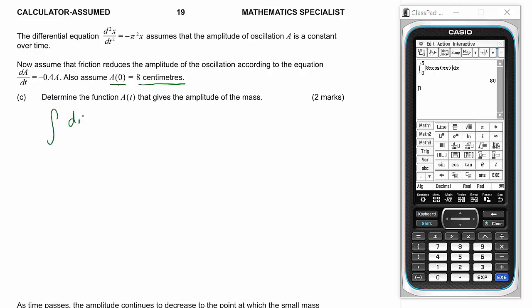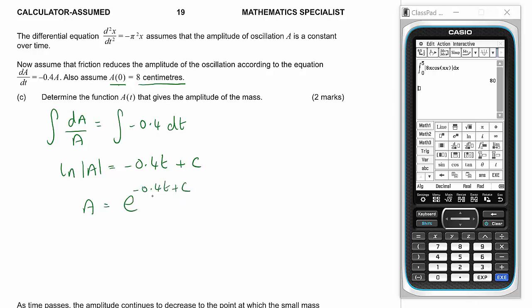So separating, we get dA over A is equal to the integral of -0.4 dt. So log mod A is equal to -0.4t plus a constant. So that means that A is equal to e to the -0.4t plus a constant, and using our index laws here, we can say that that's b e to the -0.4t. Now we know that when t is 0, A is 8, so 8 is going to be, if t is 0, this side is just going to be b, so b is 8, and therefore A is equal to 8e to the -0.4t.